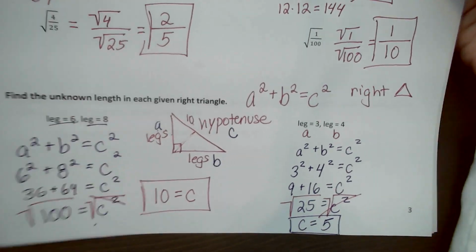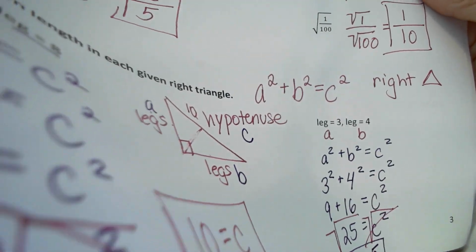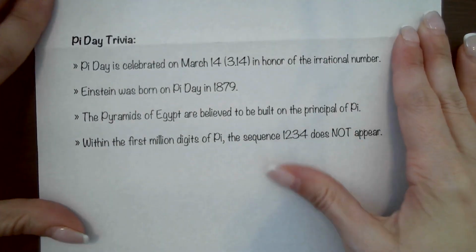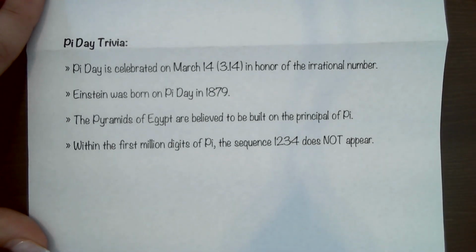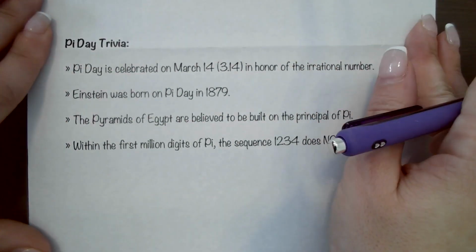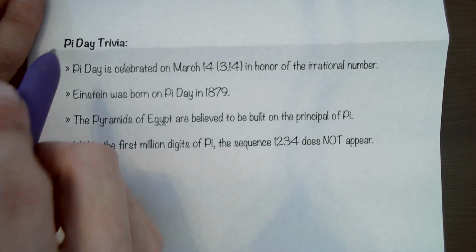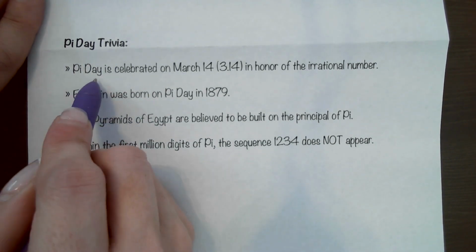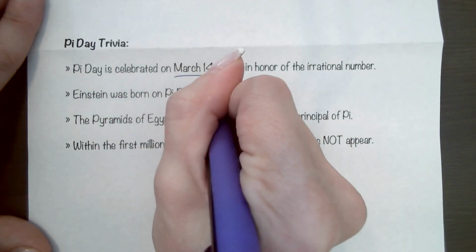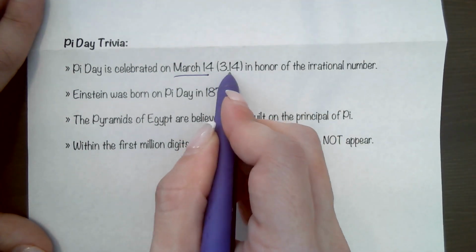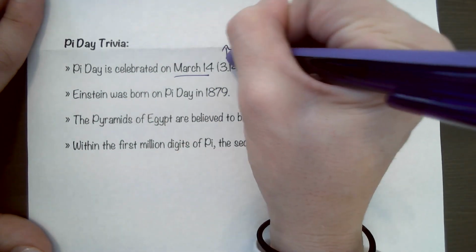All right, so that is the end of our review, but I do want to go over a little Pi Day trivia. Now, the following facts may or may not make an appearance on tomorrow's quiz. Pi Day is celebrated on March 14th. That represents the 3.14 that we know of as pi.